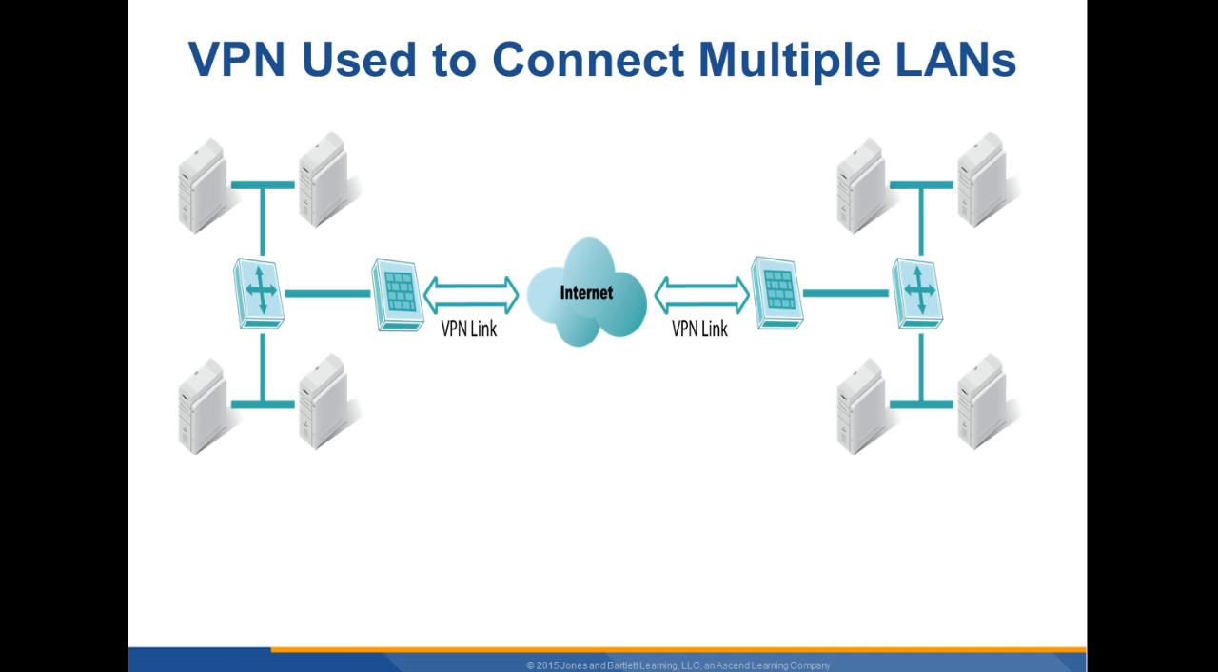Here we see a VPN used to connect multiple local area networks. The VPN link goes to a firewall and then to a level 2 switch connecting various different devices on each side of the internet.